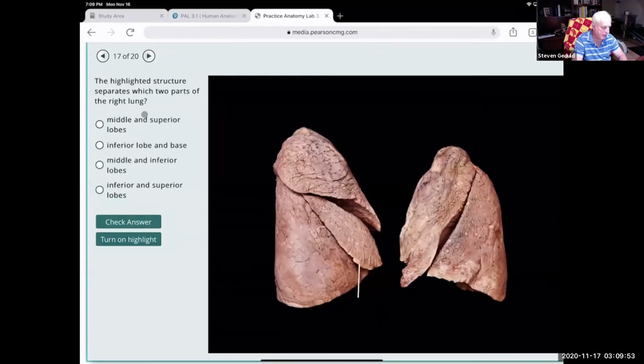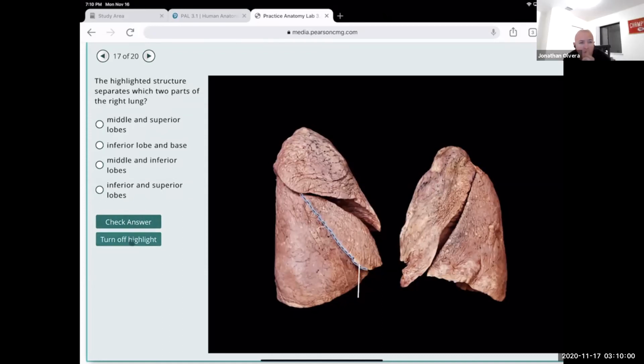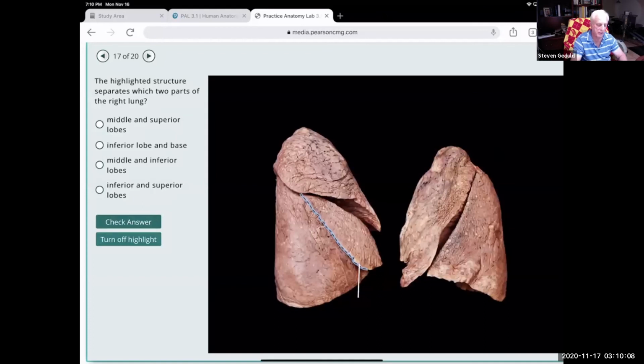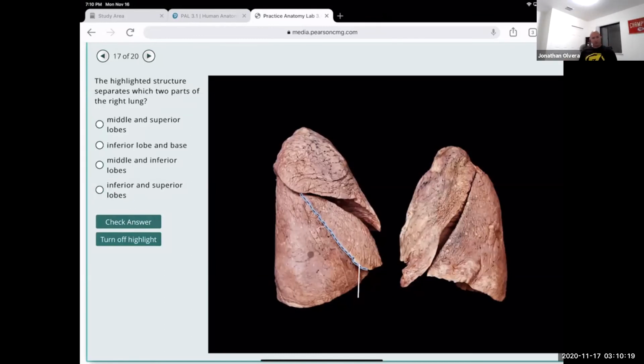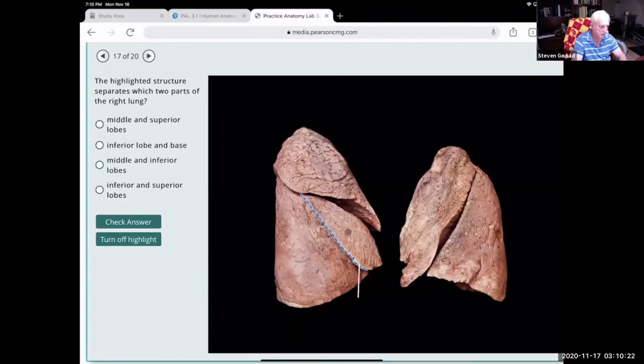All right, the highlighted structure separates which two parts of the right lung? So what's the highlighted structure? The middle lobe, or that's the horizontal. Is that the oblique? That's the oblique fissure, right? That's the oblique fissure of the right lung. So the oblique fissure of the right lung separates which two parts of the right lung? This is middle and inferior. The inferior lobe and the middle lobe. Is that a choice? Yeah, middle and inferior lobes right there. Okay. Perfect.